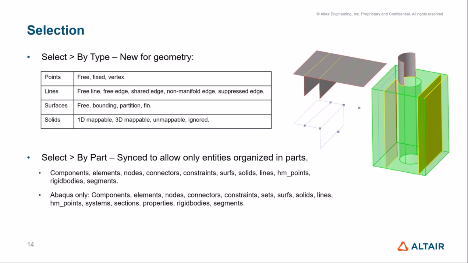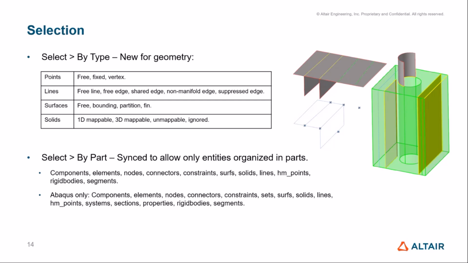One other change that we did for by part. Historically, there had been a few kind of weird selection types like morph domains and loads, things that could be selected by part in the past. But this was incorrect because you cannot categorize morph domains by part.